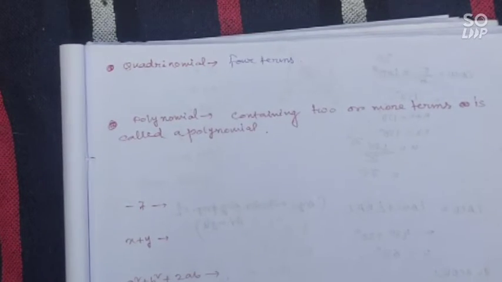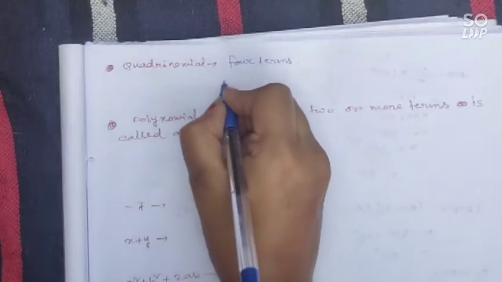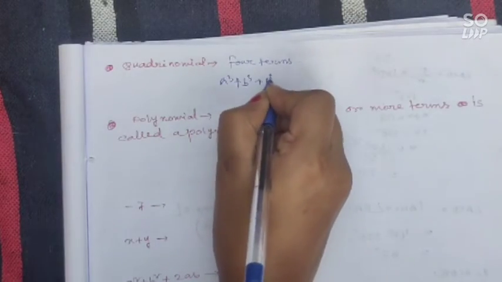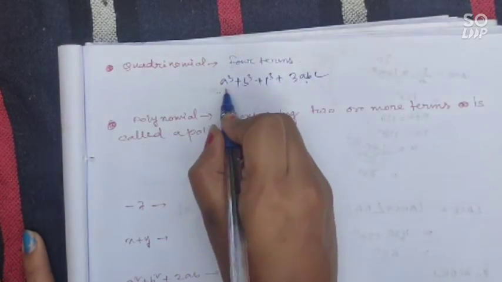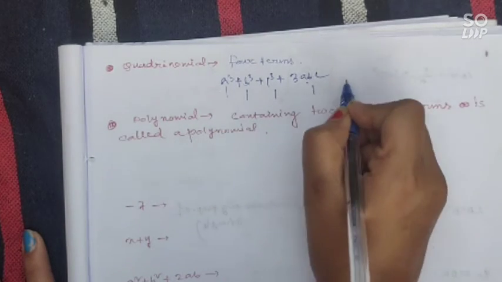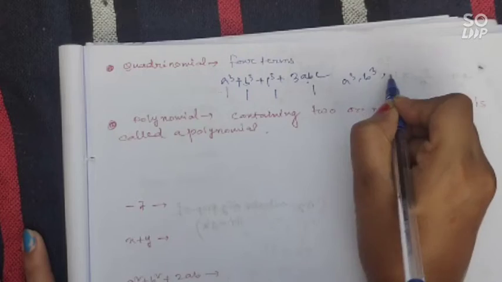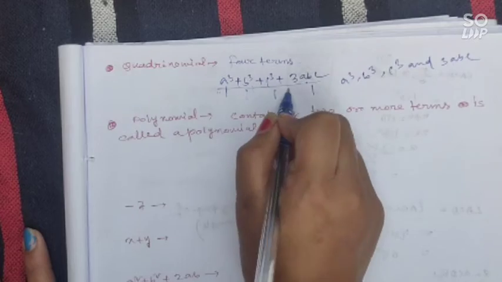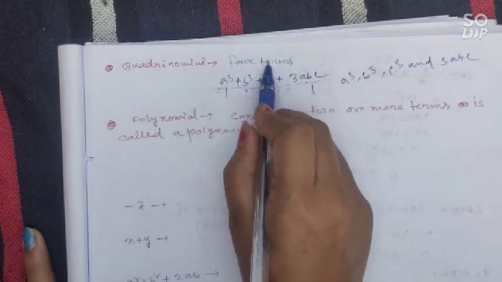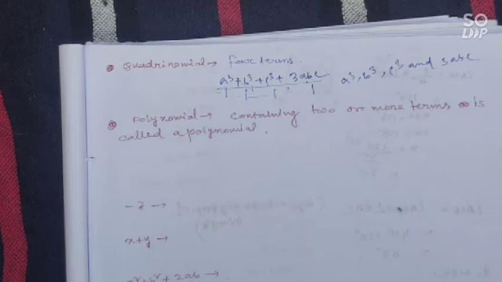Next, quadrinomial. An algebraic expression containing 4 terms is called a quadrinomial. A cube plus b cube plus c cube plus 3abc. In this algebraic expression, this is the first term, second term, third term, fourth term: a cube, b cube, c cube and 3abc. These are the terms of this expression. So the number of terms is 4. That means this is called a quadrinomial.